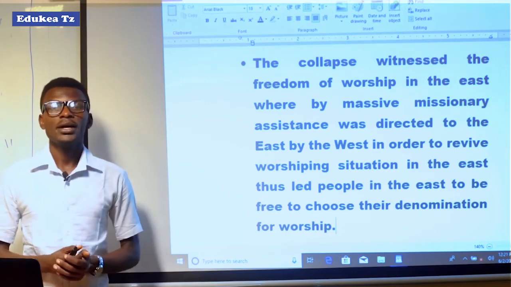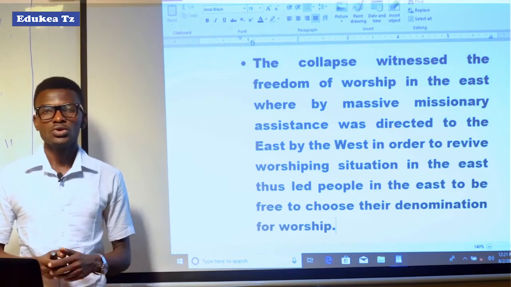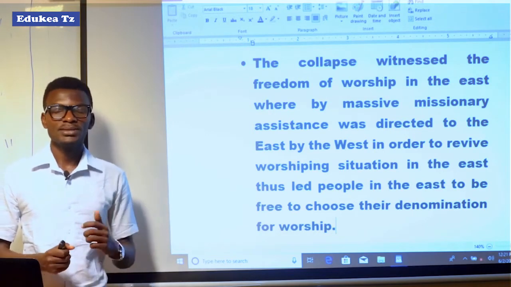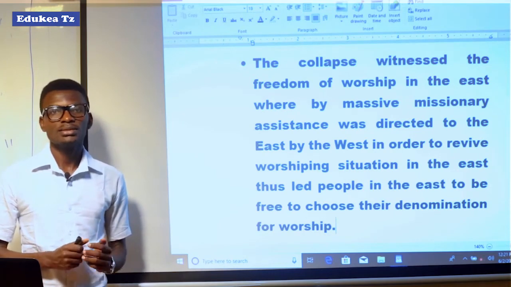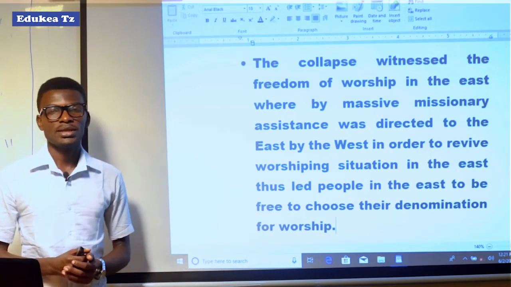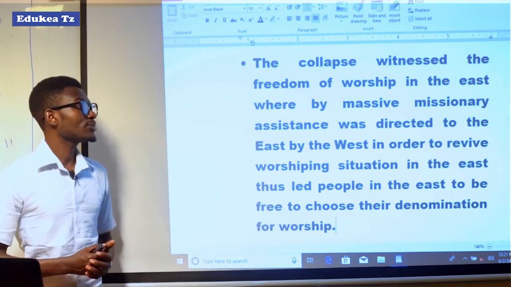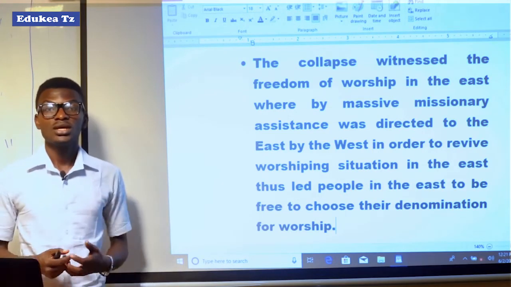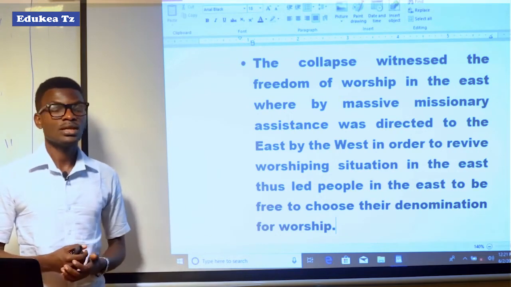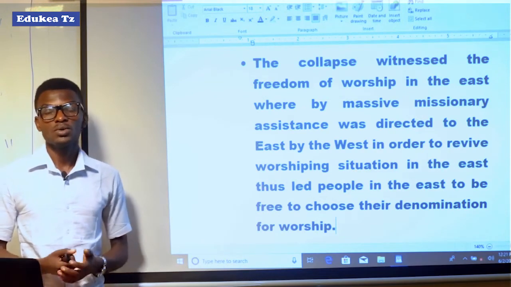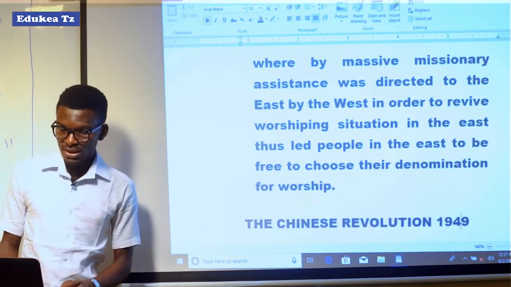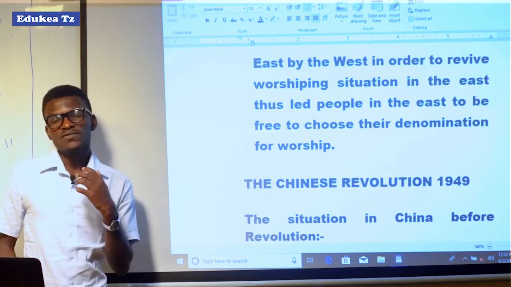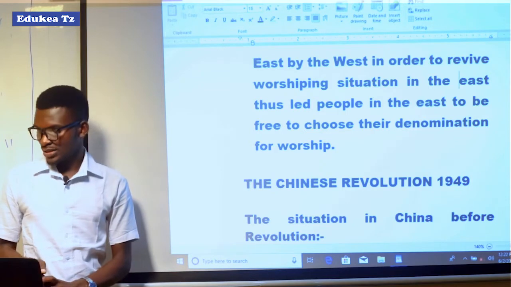It means that the countries were dominated by a single religion or denomination, which would be the state religion, and all people of the state were supposed to follow that religion as their denomination for worshiping. After the collapse of the USSR, Eastern people gained the freedom of worship. People had the right to choose the denomination of their wish to worship. Those were the effects that resulted from the collapse of the USSR in the early 1990s.